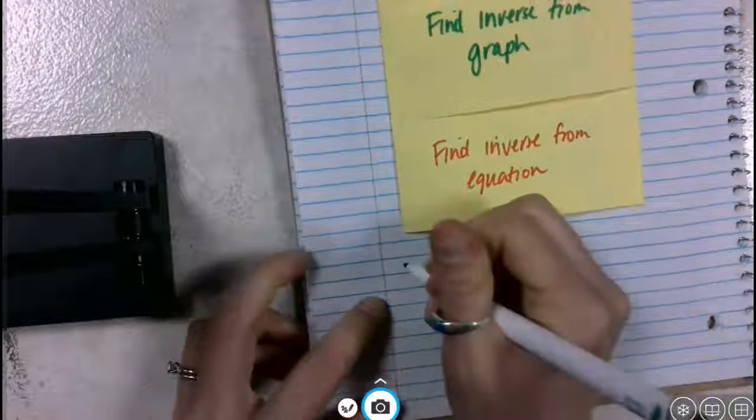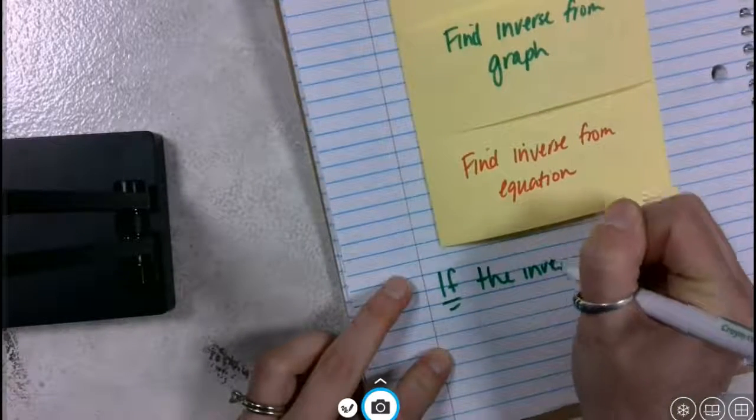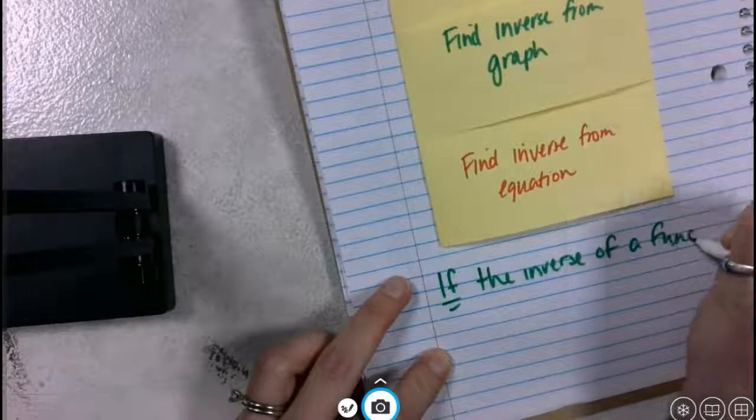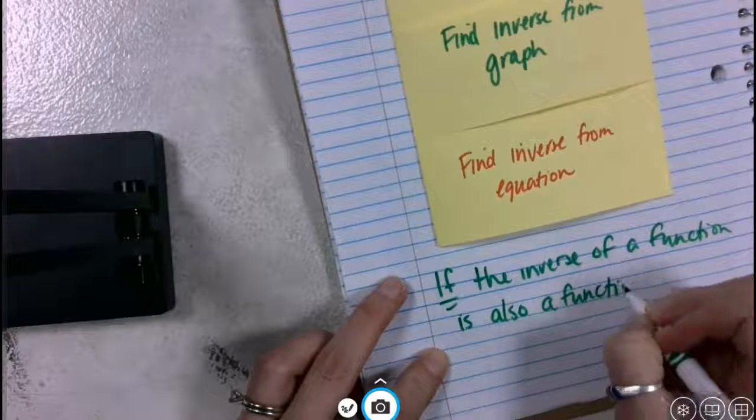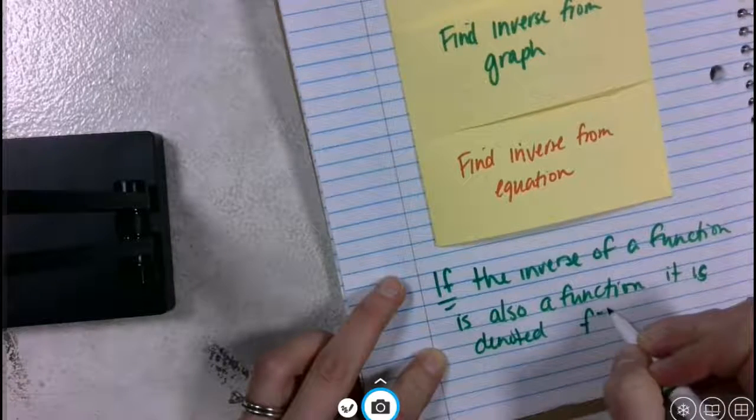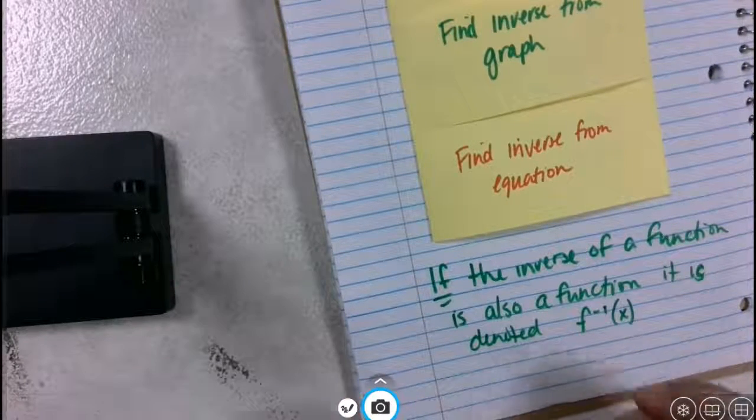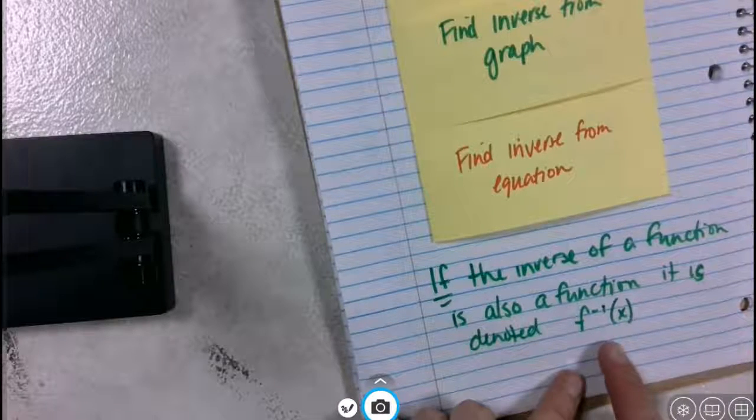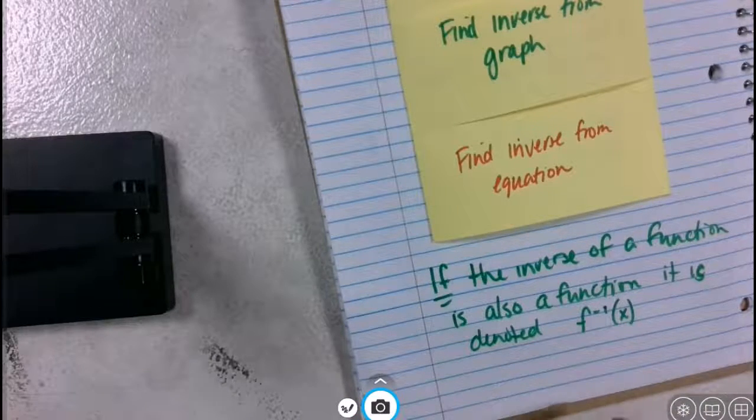Okay? So the other key piece of information that we have to have is that if, and that's a big if, the inverse of a function is also a function, it is denoted as f minus 1 of x. Right? Because if we have our function notation, we've got f of x. This tells me that the inverse is also a function. That little -1 tells me that, yep, that's the inverse.